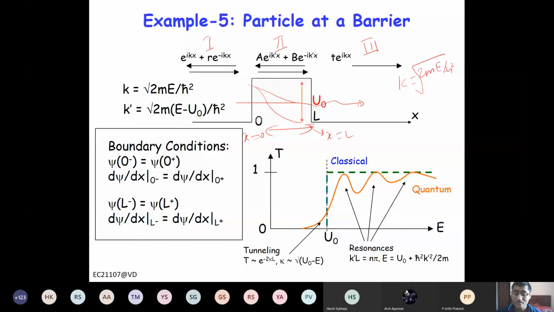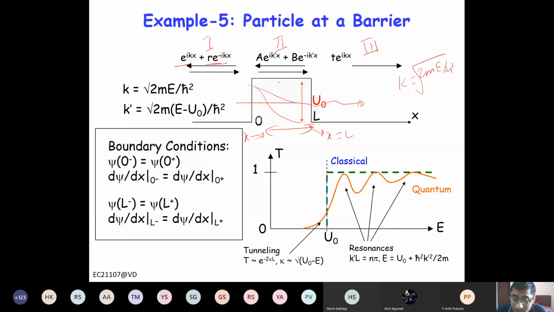Okay, then let's continue to the potential barrier here. In the 3 regions, in region 1 and region 3, K is root of 2mE by h bar squared. In region 2, K prime is root of 2m(E minus U naught) by h bar squared. And you can apply 2 boundary conditions at x equal to 0, and 2 boundary conditions at x equal to L. For the first region, you have the incident wave, assume magnitude 1, and the reflected wave R times e to the power minus iota kx, because it's moving in the minus x direction.